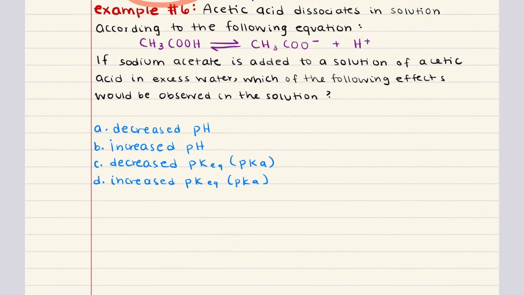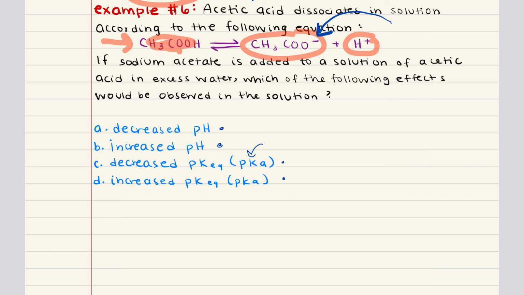Let's read problem 6. It says acetic acid dissociates in solution according to the following equation. So this is acetic acid. This is what it dissociates into. If sodium acetate, which is this species right here, is added to a solution of acetic acid in excess water, which of the following effects would be observed? A says decreased pH, B says increased pH, C says decreased pKa, D says increased pKa.